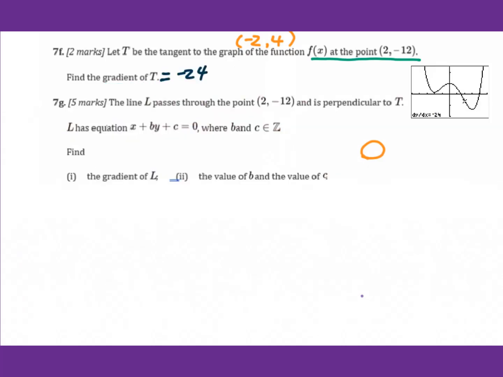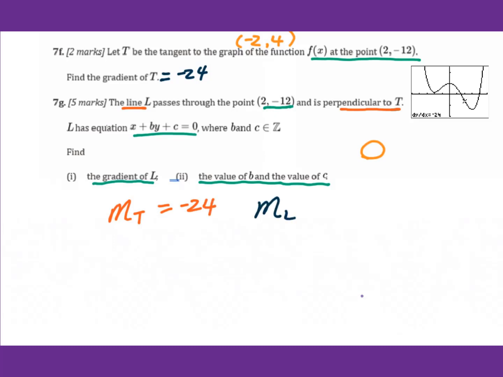Let's go to 7g. The line L passed through the point 2, -12 and is perpendicular to this t. L has equation this format. Find the gradient of L, the value of B, and the value of C. Since the line L is perpendicular to this t, we know the slope of this t equals -24. Therefore, the slope of L equals, we can use -1 divided by -24. You can get the 1/24. Or from here, you can do opposite, then reciprocal, so that you will get the 1/24, the same answer.